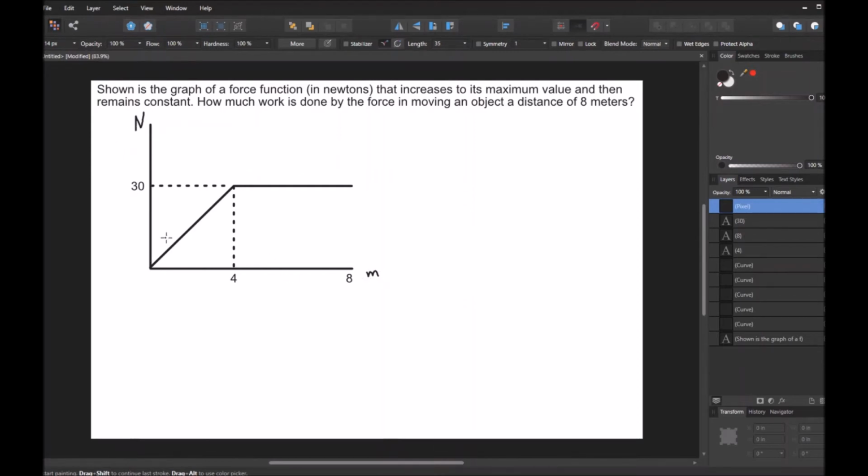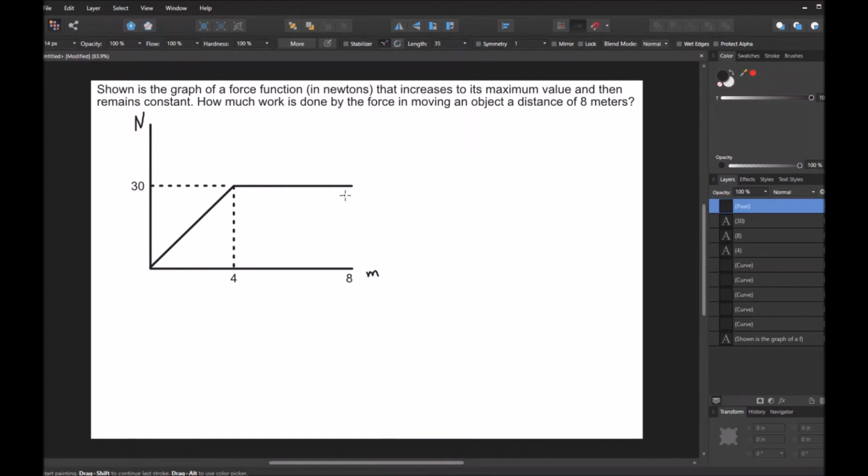On the x-axis here you see our distance in meters, and on the y-axis you see our force in newtons. You can see the graph seems to increase in newtons for 4 meters, at which point it reaches the maximum number of newtons, which is 30, and then after that it remains a constant 30 newtons for 4 more meters.